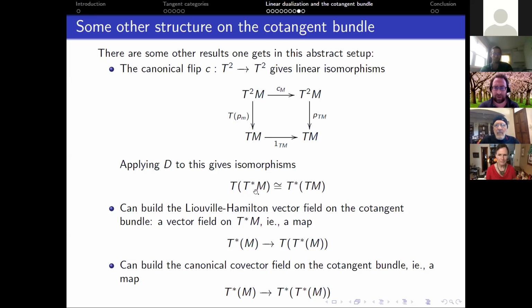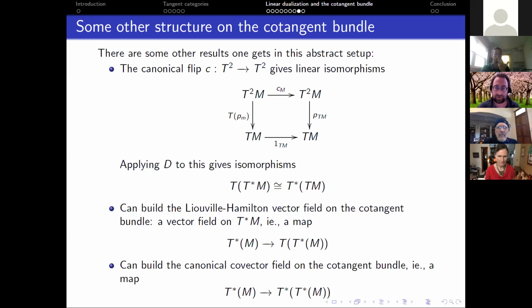I don't see this isomorphism talked about much in differential geometry books, but a few places do mention it. Another couple of things that are more well known about the cotangent bundle: it has a canonical vector field and a canonical covector field. The vector field would be a map from T star M to T of T star M, and the covector field would be a map from T star M to T star of T star M. You can build these in this abstract setup as well. It just comes for free by manipulating some of the existing data.